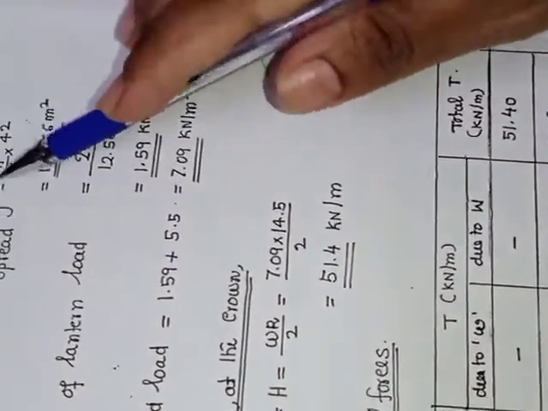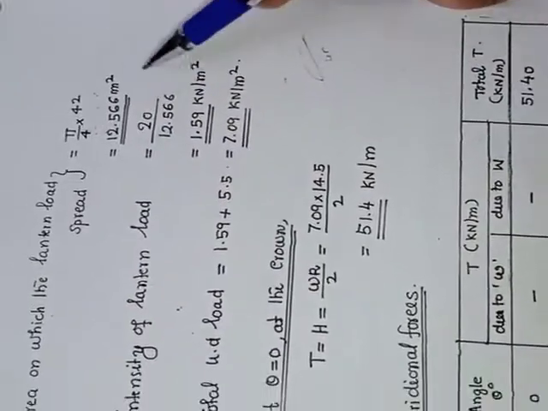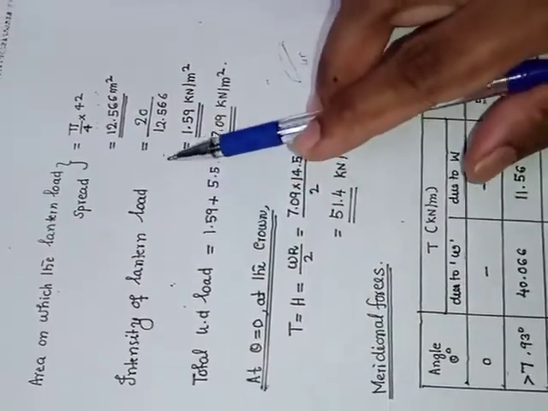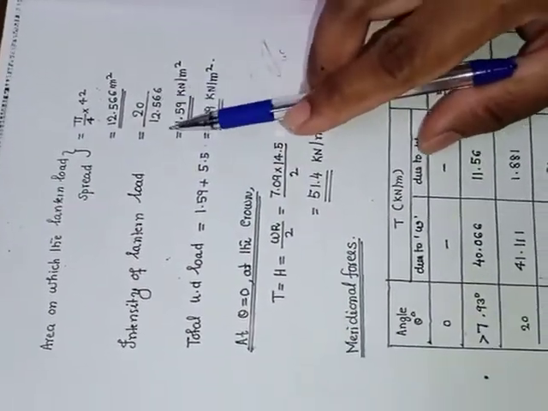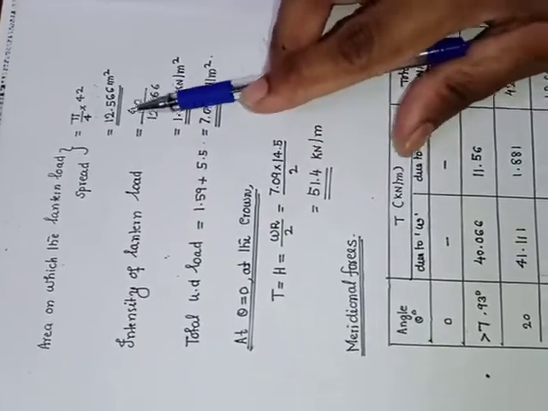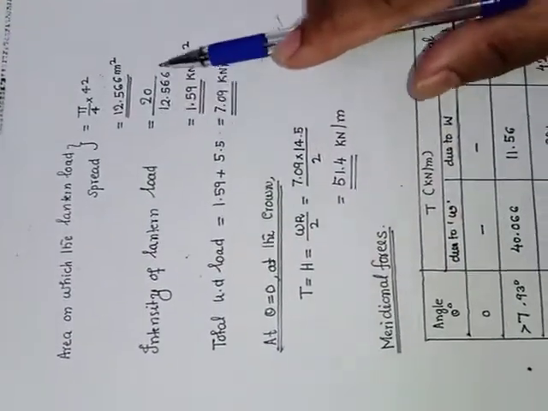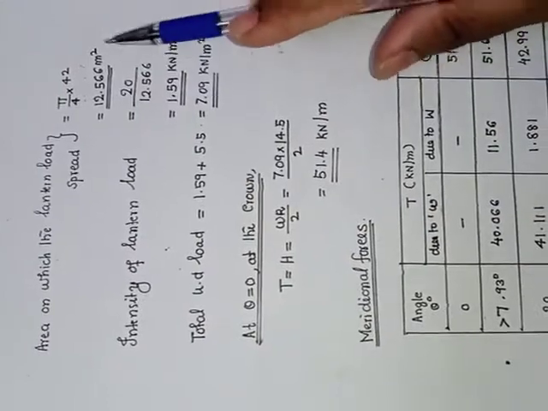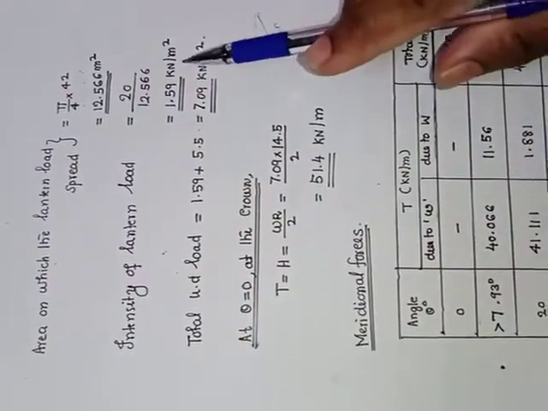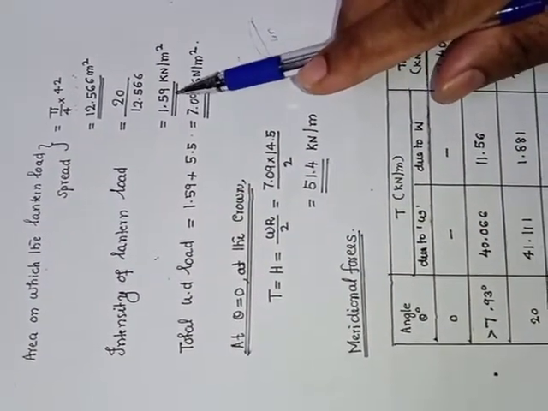So we will find out the area as pi d square by 4, and the intensity of the load will be 20 divided by 12.56, where 20 is the load of this lantern and 12.56 is the area. So you will get an additional load of 1.59.